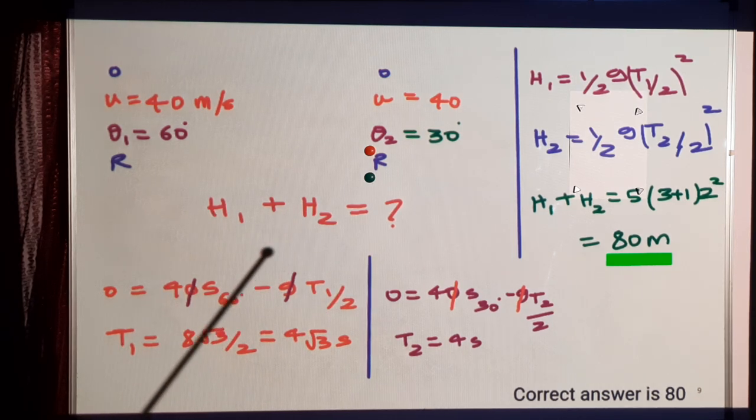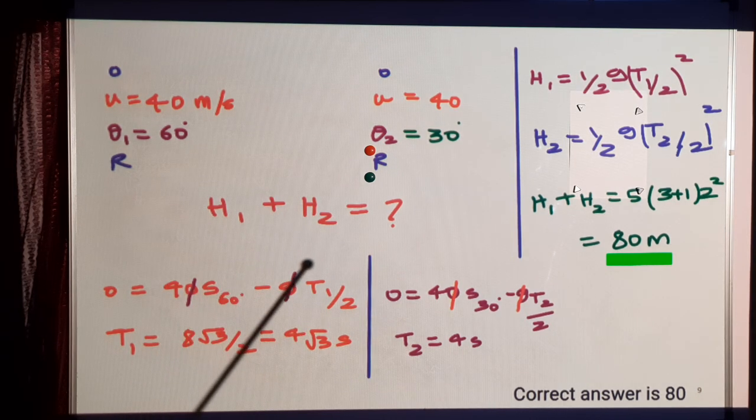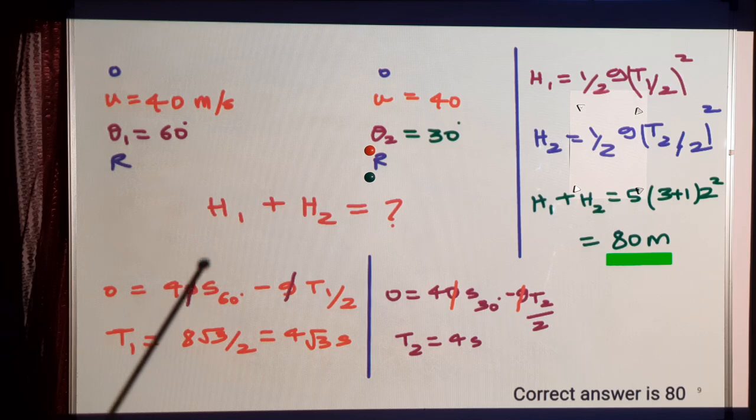One way to get the height is v square equals u square plus 2as. Another way is to get the flight time from v equal to u plus at. So v is 0, the maximum height point. u is the vertical component 40 sine 60, minus g into t1 by 2. t1 by 2 is half the flight time between the initial point and the maximum height point. So from this I get t1 as this one. Similarly for t2, 0 equal to 40 sine 30, instead of 60 it is 30, and then t2 by 2. So t2 is 4 seconds.